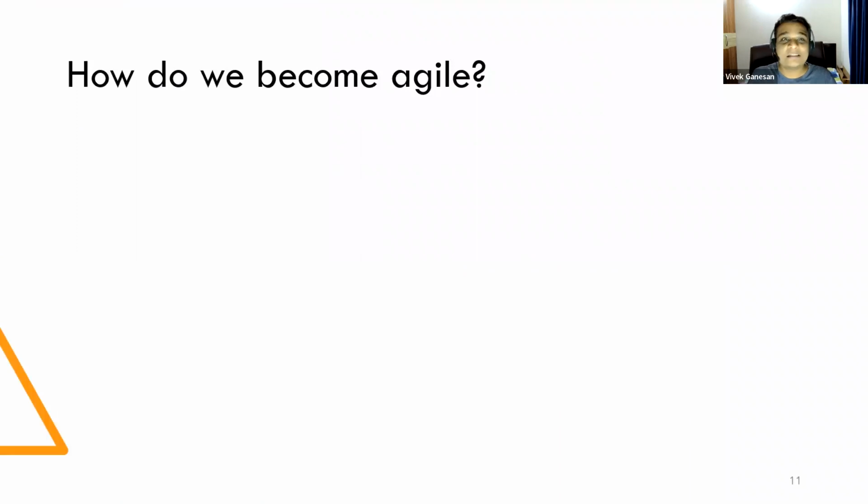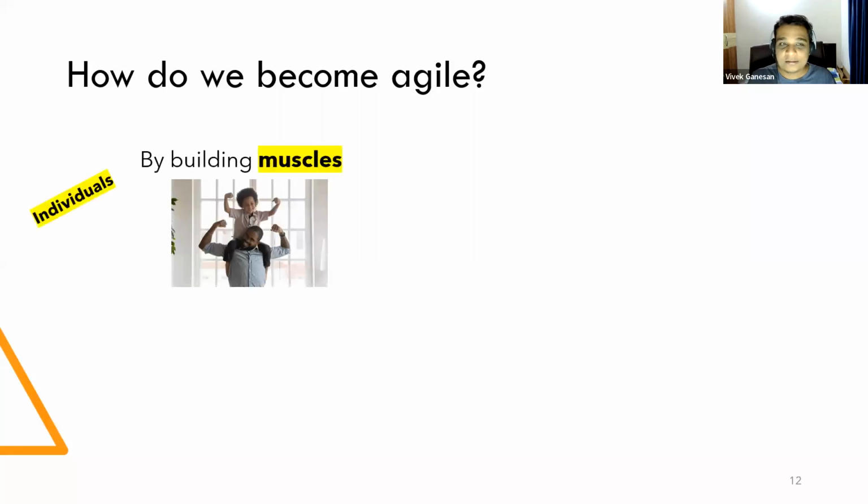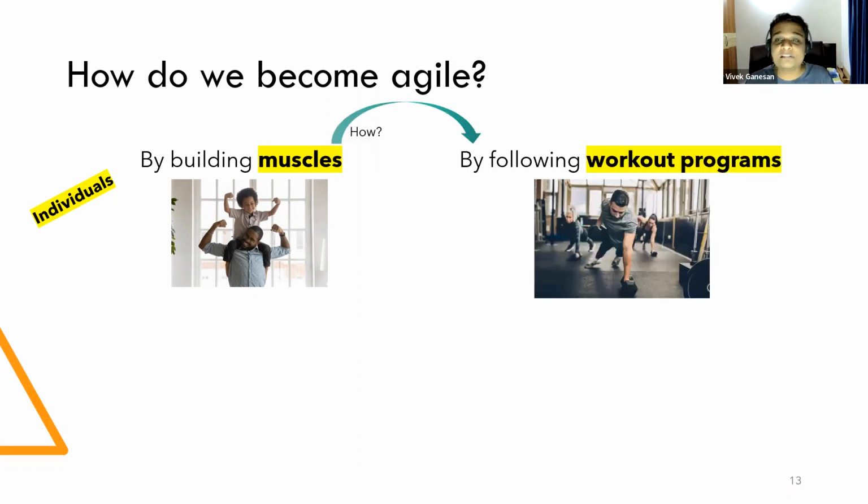Next question. Starting from people, starting from sports people. What do sports people do to become agile, right? Sports people or individuals, they become agile by building muscles for agility. They don't become agile overnight. They gradually build muscles, right? And these muscles help them in keeping agile. These muscles help them in moving whenever they want to change their body's direction. And how do they do it? How do they build muscles? They do that by following workout programs, right? Very similarly, sports people build muscles for agility by following workout programs.